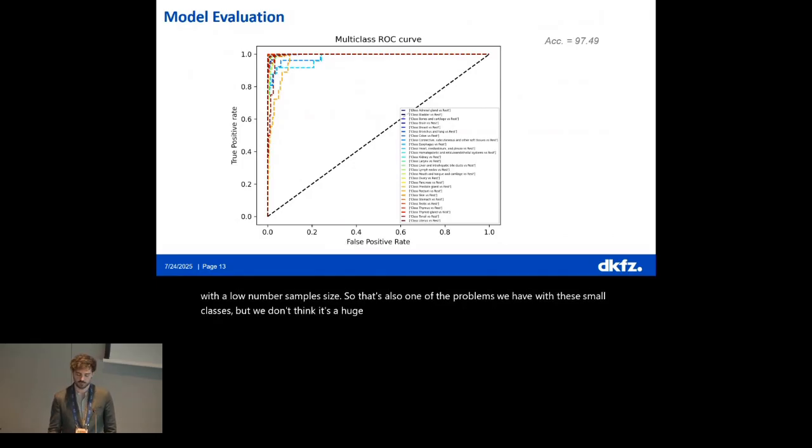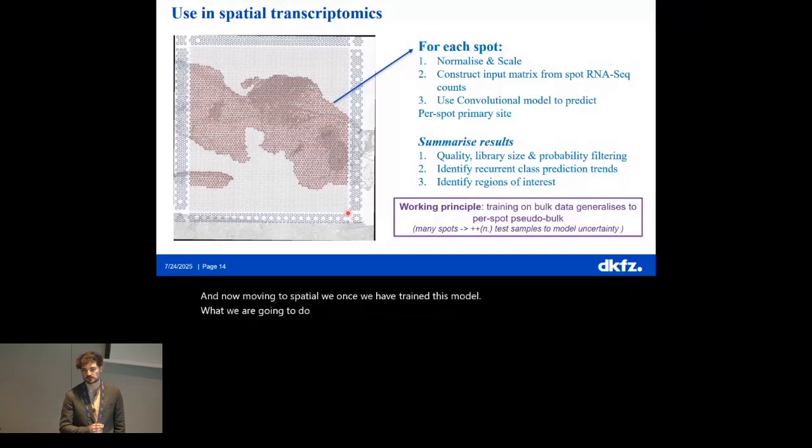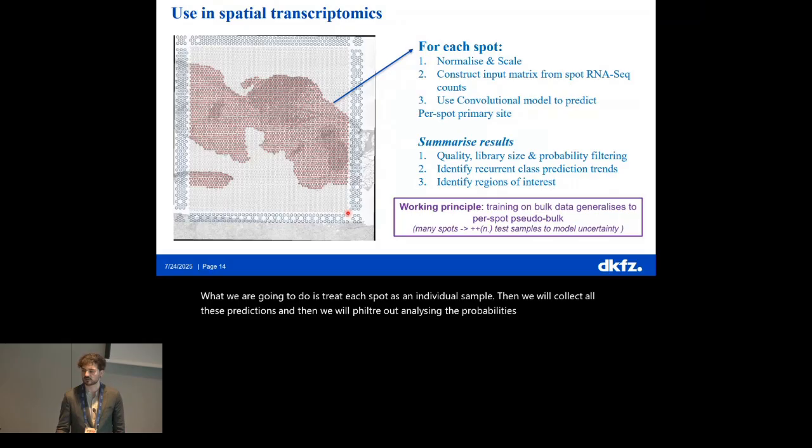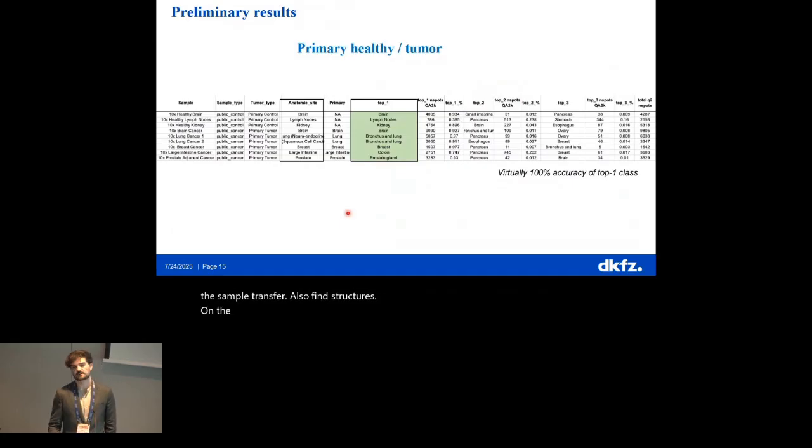And now moving to spatial. Once we have trained this model, we are going to treat each spot as an individual sample. Then we will collect all these predictions and analyze the probability distributions across these samples, trying to also find structures on the tissue.